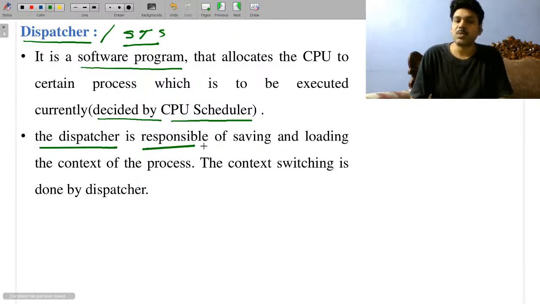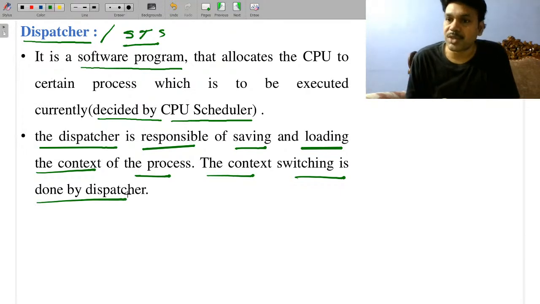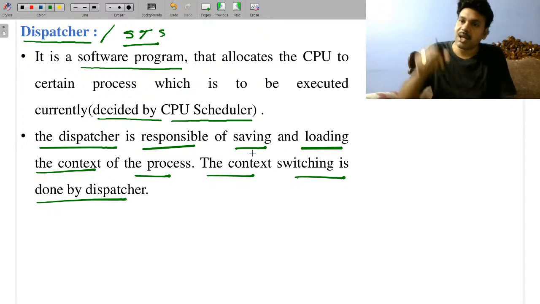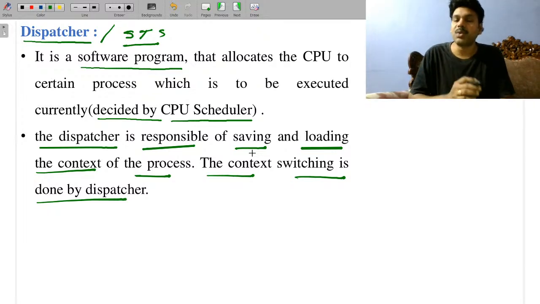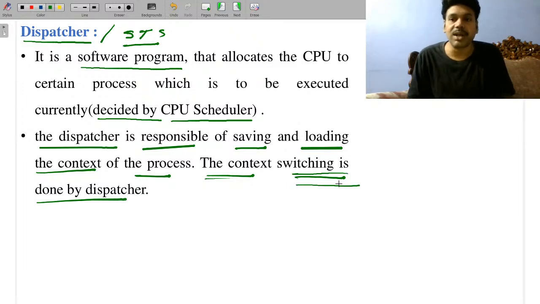The dispatcher is responsible for what? Saving and loading the context of the process. The context switching is done by the dispatcher. We already saw context switching is nothing but saving the context of the current process, which has been suspended, and loading the context of a new process. After completion of that process, again we want to start our old process. That's why there is a mandatory requirement of saving the context. Saving the context is very important. If you do not save the context of the old process, you cannot resume it soon after completion of the new process.